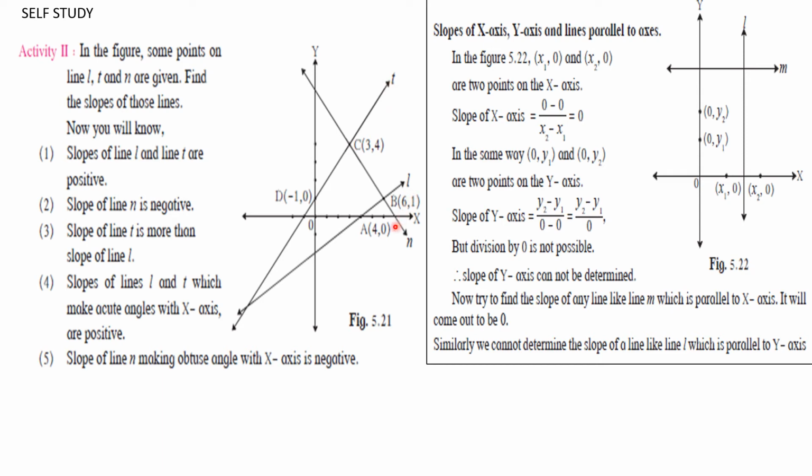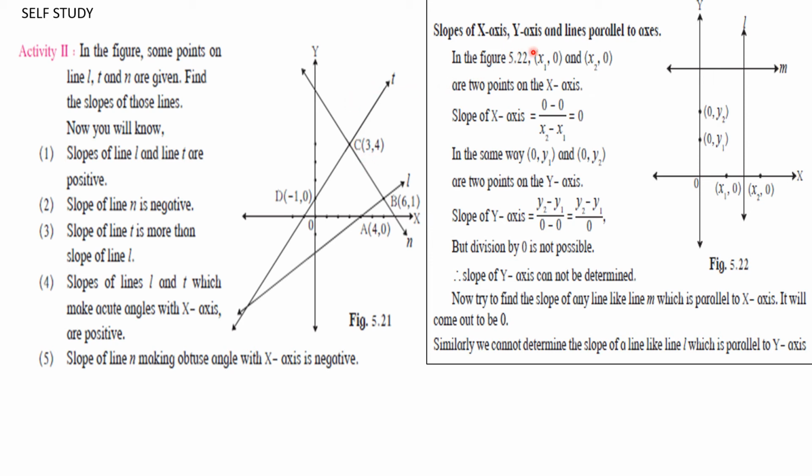Slope of lines L and T, which make an acute angle with the positive direction of the x-axis, is positive. Line L is making an acute angle, line T is making an acute angle with the positive direction of the x-axis. Observe line N: it makes an obtuse angle with the x-axis. So its slope is negative. It is making an obtuse angle with the positive direction of the x-axis.